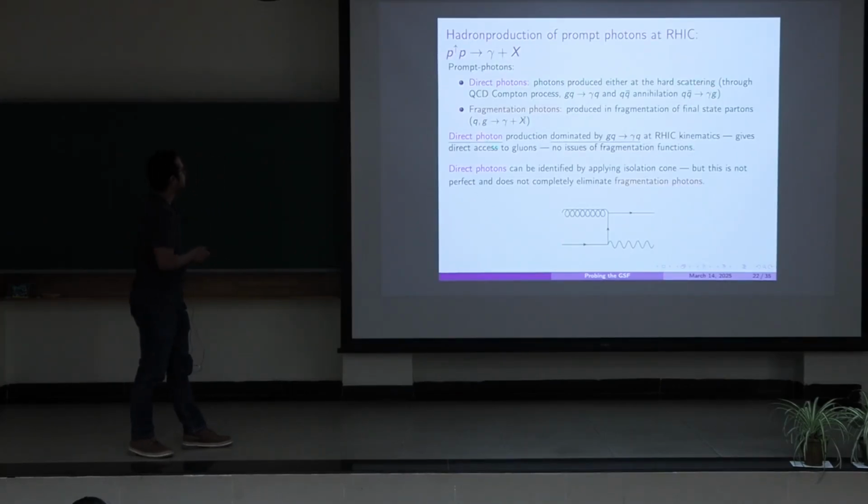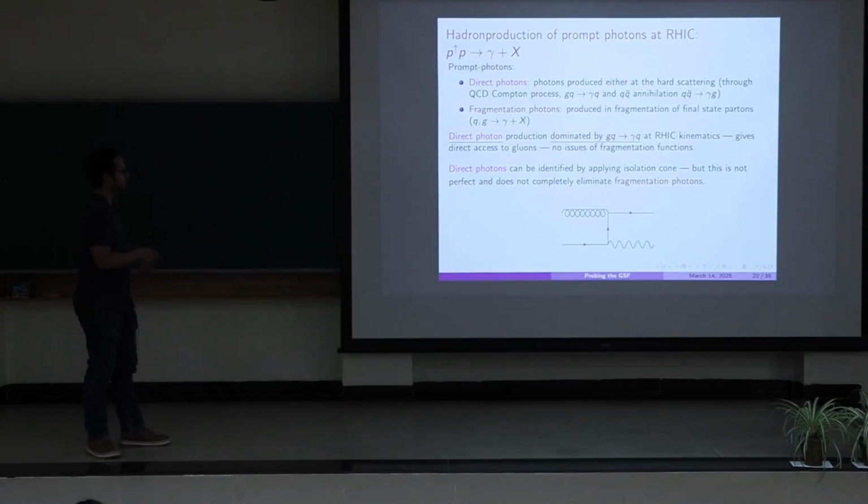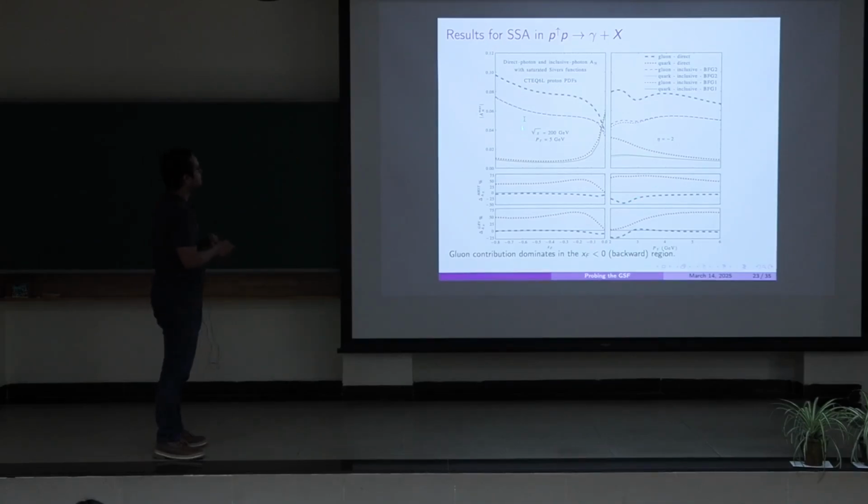And the second process was basically observing the gluon Sivers function through direct photon production. This is the process of a gluon and a quark going to a photon and another quark. Direct photon production is dominated by a gluon initiated process, and you can get rid of the fragmentation photon contribution by applying an isolation cone. And this is a brief plot in which we assumed maximal possible values for the gluon Sivers function as allowed by what is called a positivity bound, but basically by requiring that the PDF probabilities make sense.